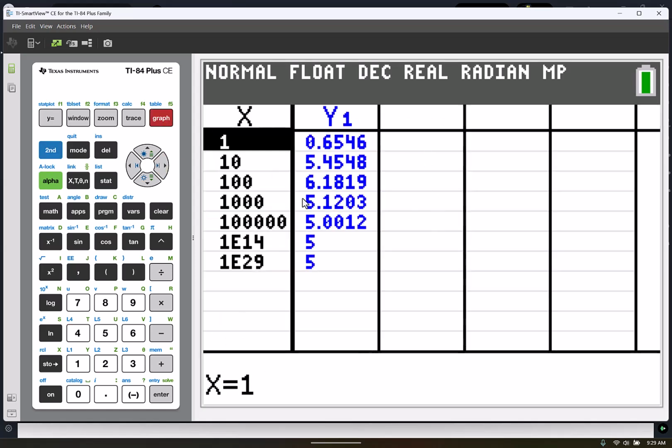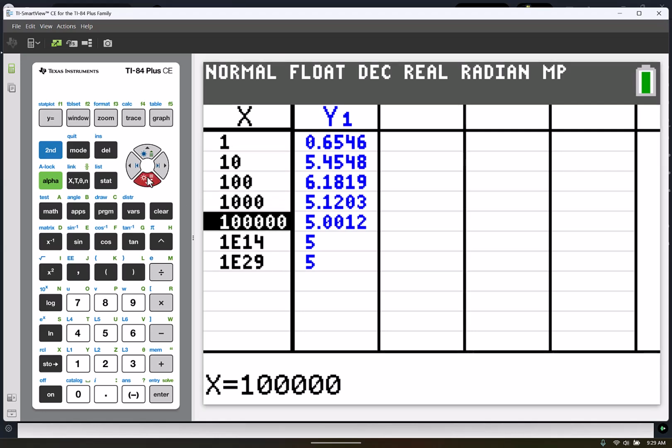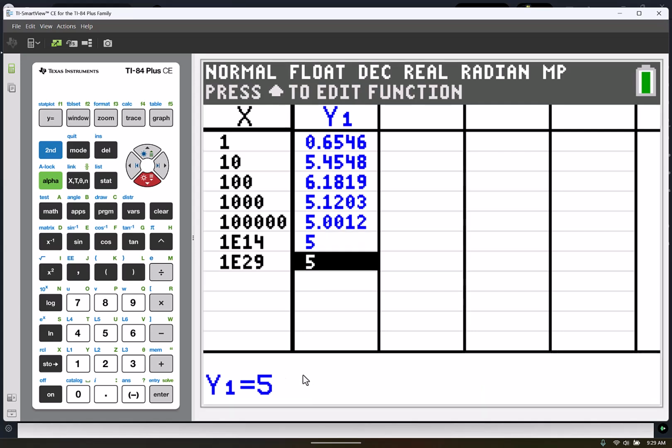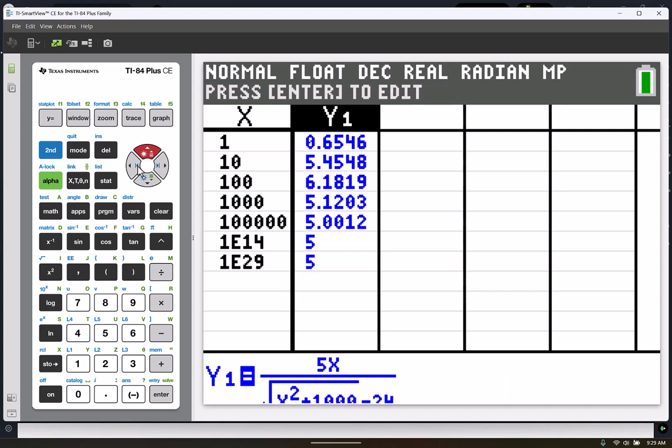As I approach positive infinity, that 5 is not really a 5. Let's see if it does it this time. See? And then that one, yeah, there's just way too many zeros. Look at that. 1 with 29 zeros following. That's crazy. Now let's see what happens when I approach negative.